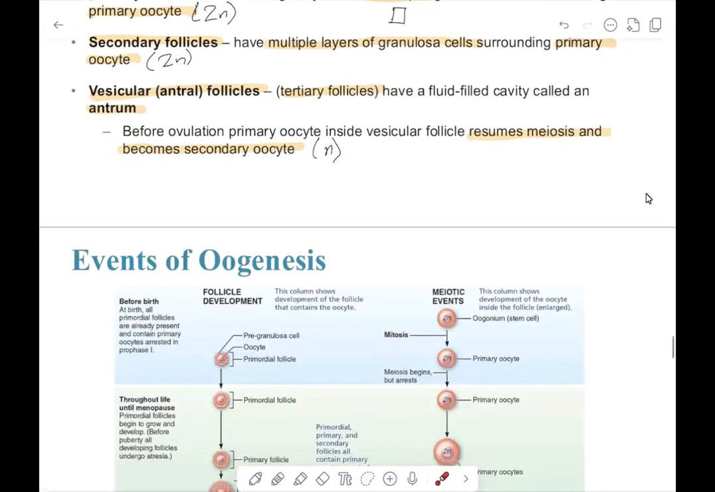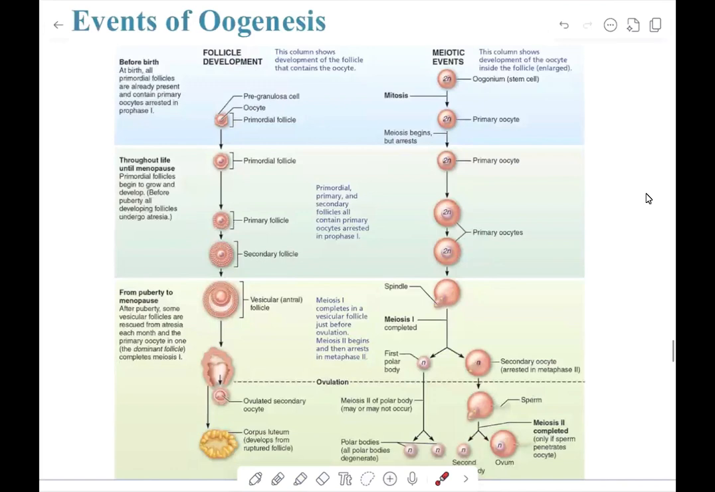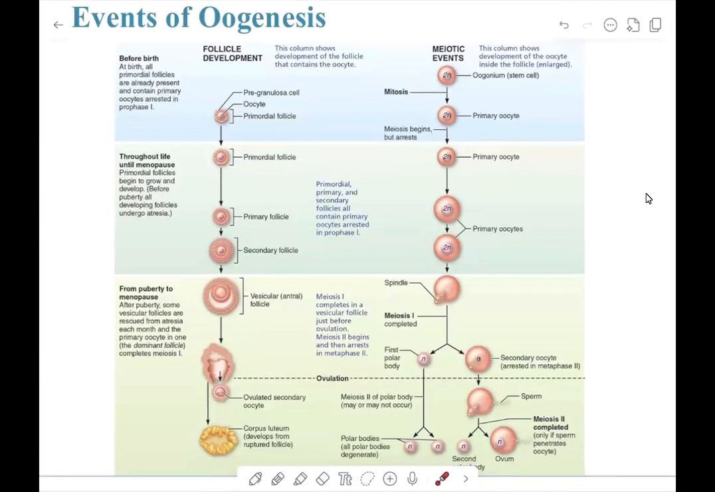Our next slide shows the events that happen in the follicle. So on the left-hand side of your screen is the follicular development. On the right side of your screen would be the meiosis events. So the right side of the screen would be showing oogenesis. We have the meiosis events and the follicular events. So let's put both of those together.